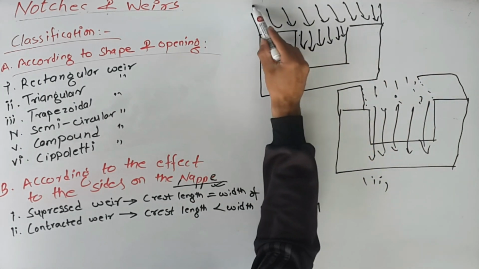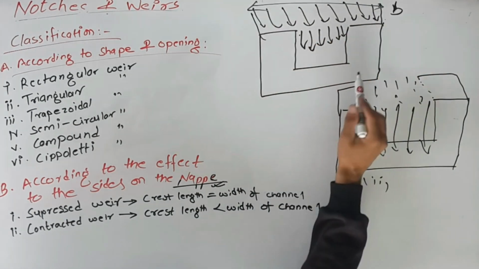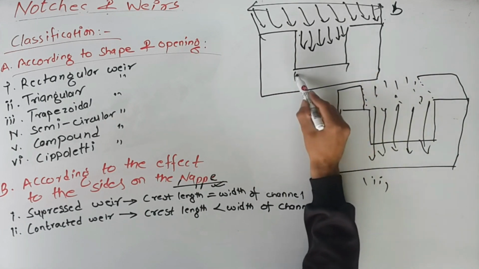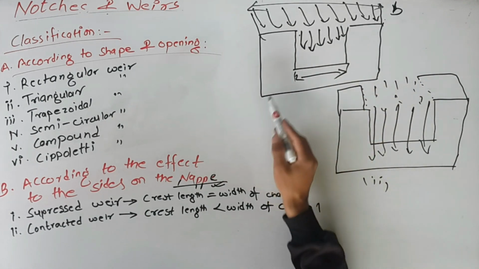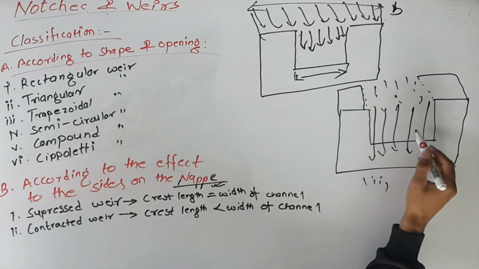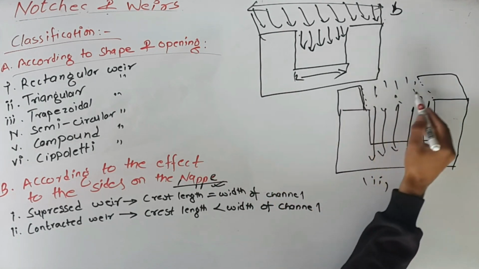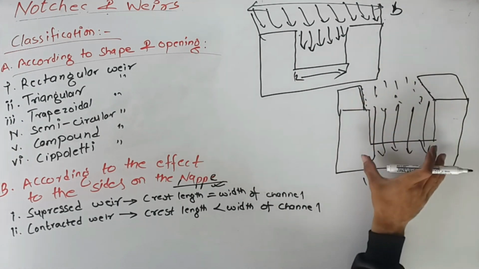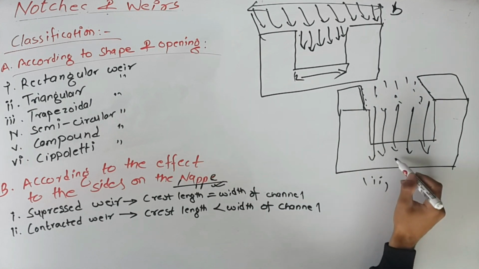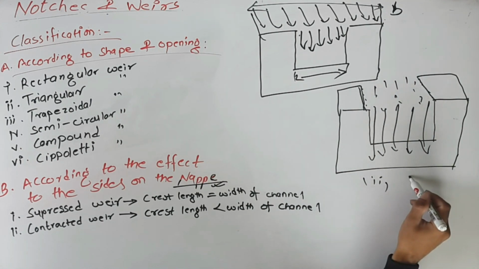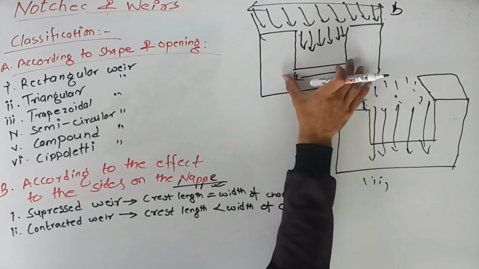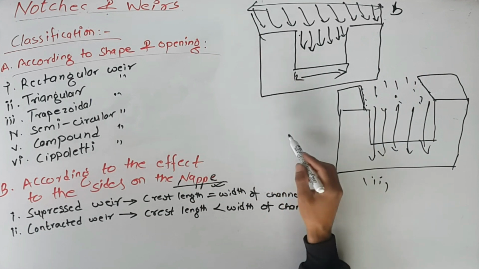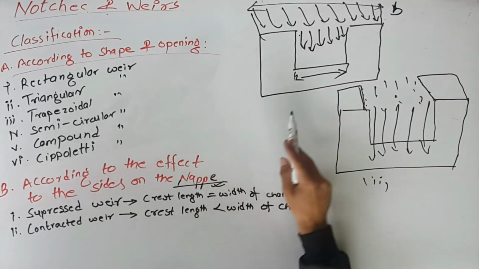This is actually the total width of the channel, but crest length is of length L. But in this case, water level and crest level are equal. Width of the channel and crest level are equal. So this is suppressed weir, and crest length is small in this case. So this is contracted weir. This is all about the suppressed and contracted weir.